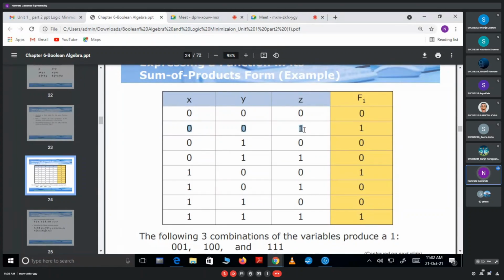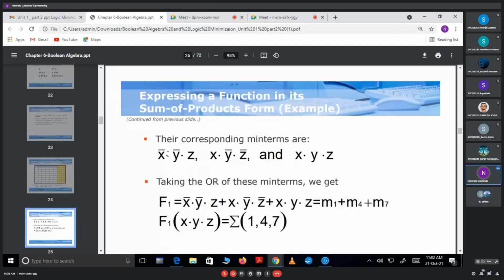See, always in sum of product, SOP, min terms are used. One point you have to remember: in SOP, min terms are used. So if min terms are used and you have to find the expression for this, why? Because the output is 1. How will you write? 0, 0, 1, x bar, y bar, and z. But you have to take the product. So x bar dot y bar dot z.